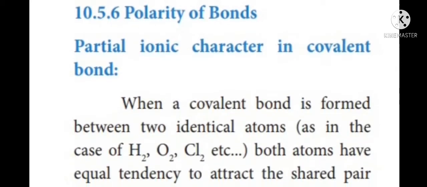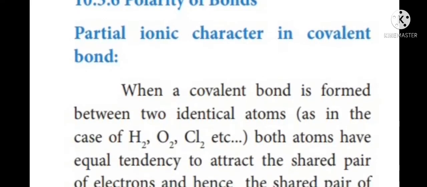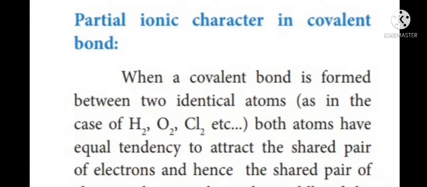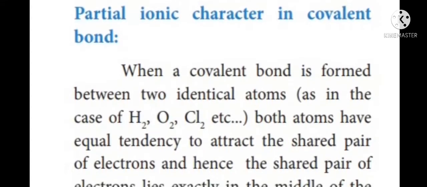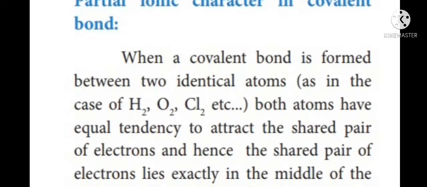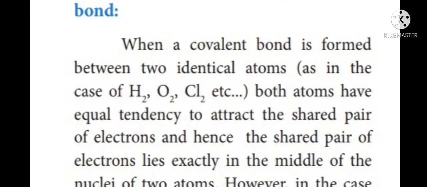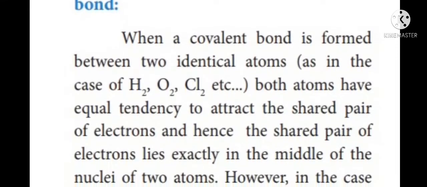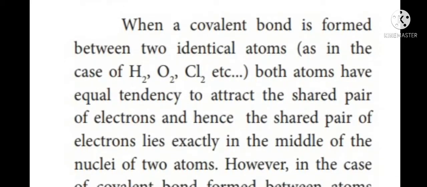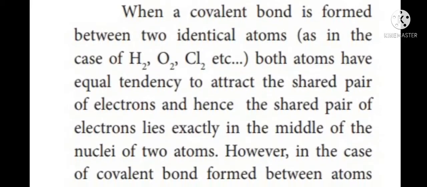Here, we have to discuss two topics, namely partial ionic character in covalent bond and partial covalent character in ionic bond. First, we will discuss partial ionic character in covalent bond. A covalent bond may be formed between two same atoms or two different atoms. Consider a covalent bond formed between two identical atoms or two same atoms.